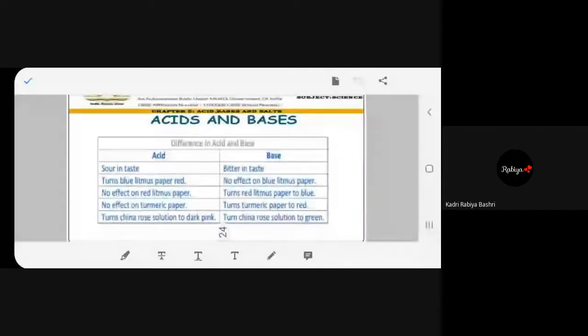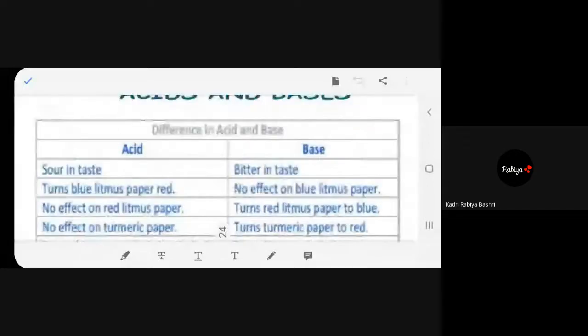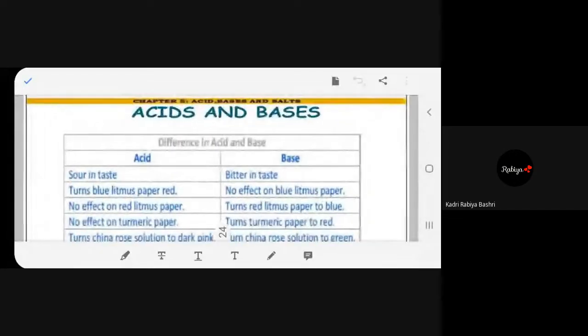This you can make into a table. Acid and base, difference in acid and base. Everything is written over there. So at one glance, you know everything about acid and base. This you can write in your fair book. Okay, beta? The slide number is 24. Differences in acid and base. It will be very easy for you to understand.